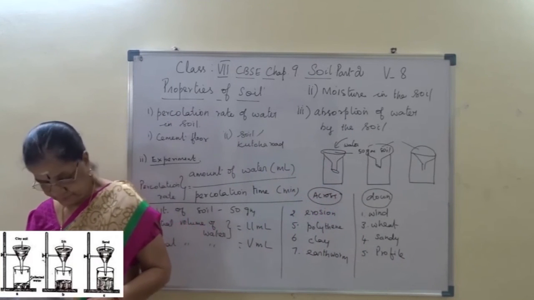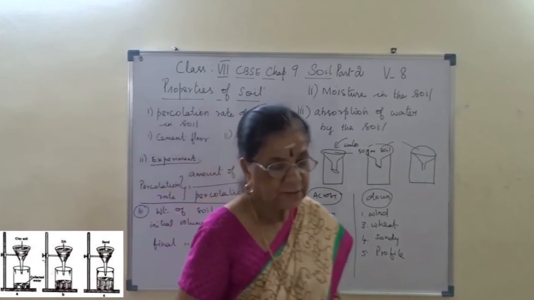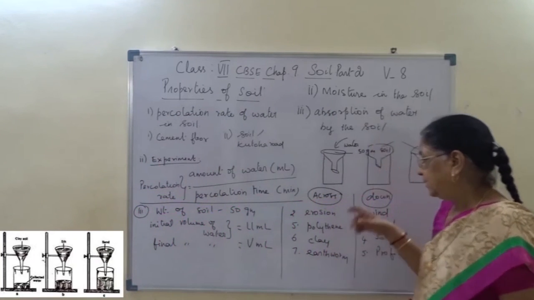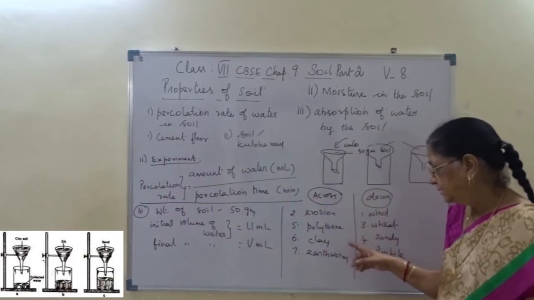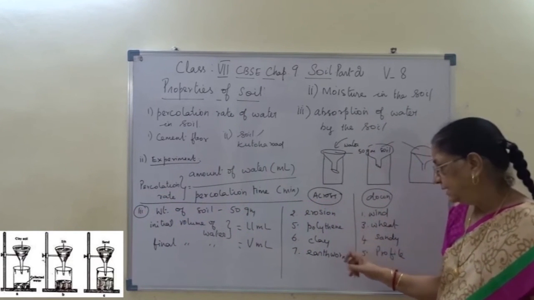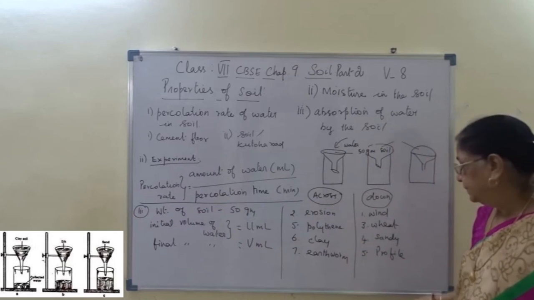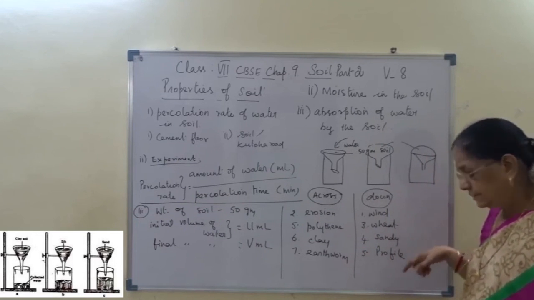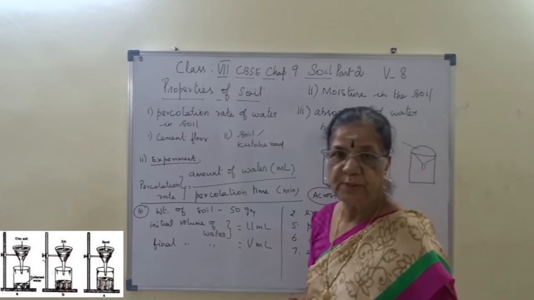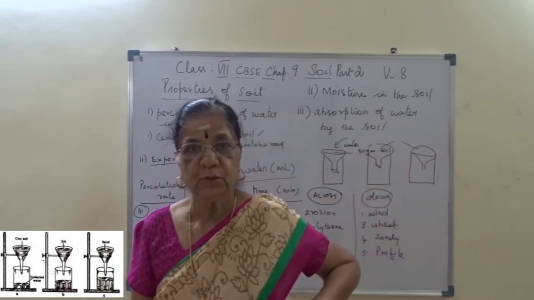So here, solve the crossword puzzle. Across the second erosion. Fifth one polythene. Sixth one clay. Seventh one earthworm. Then here down the wind, wheat, sandy and profile. I hope you could note down.